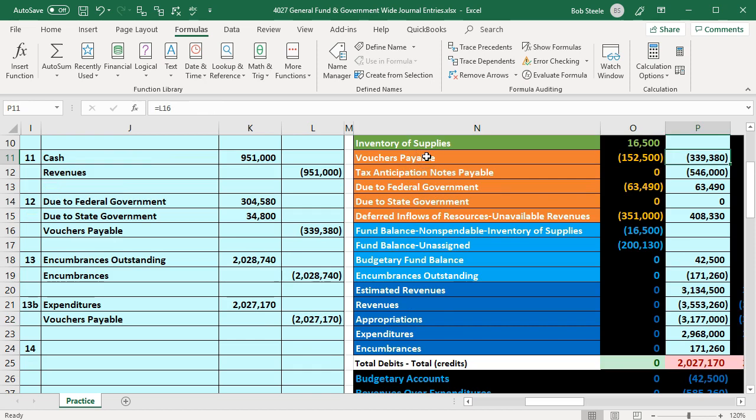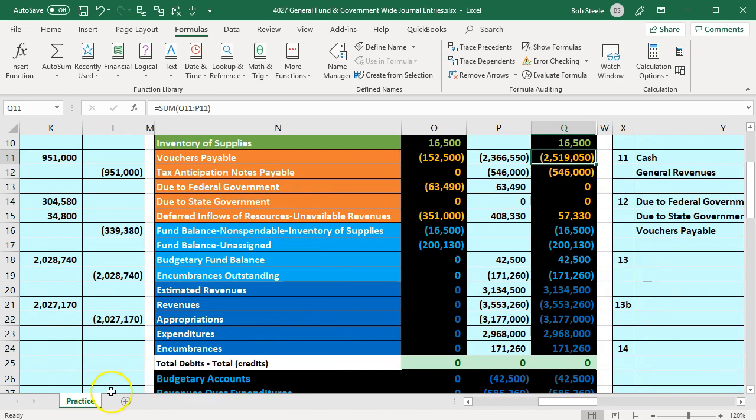That's in cell P11. Double click on that. Go to the end of it. Plus, and then point to that credit. And that puts us back in balance.